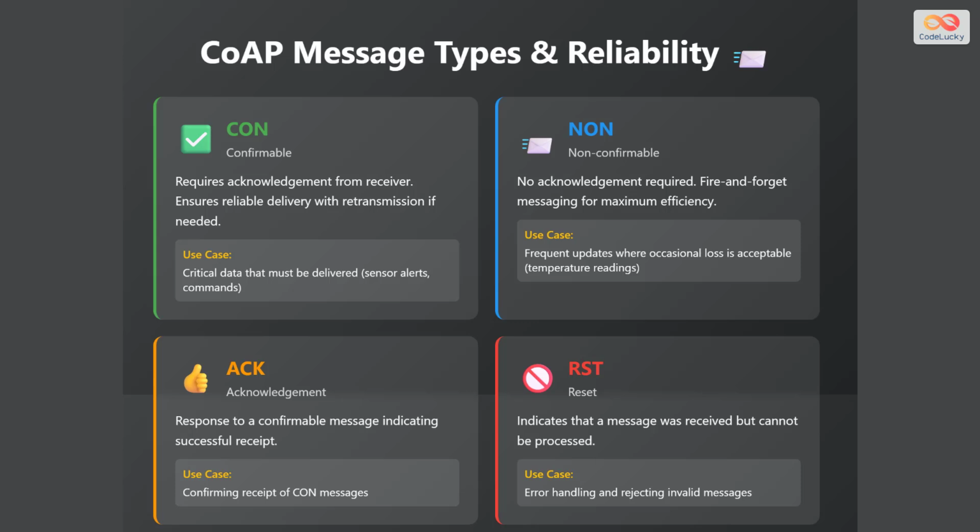Non-confirmable messages, or NON, require no acknowledgement and work as fire-and-forget messaging for maximum efficiency. These are perfect for frequent updates where occasional loss is acceptable, like regular temperature readings.